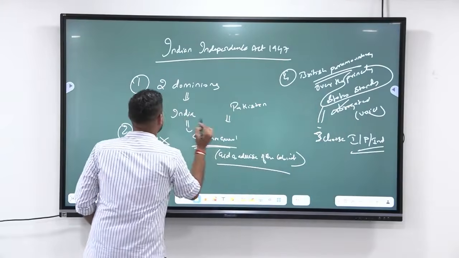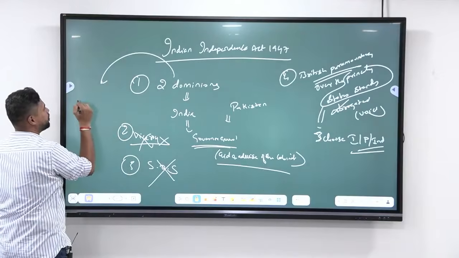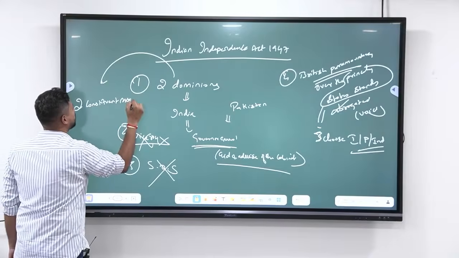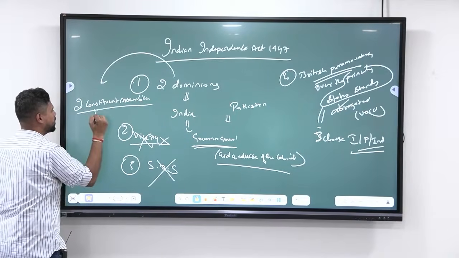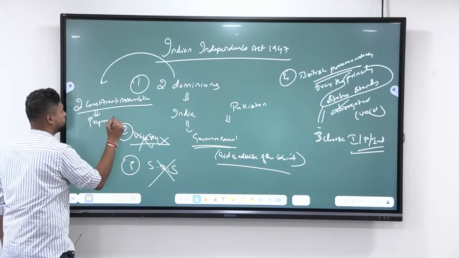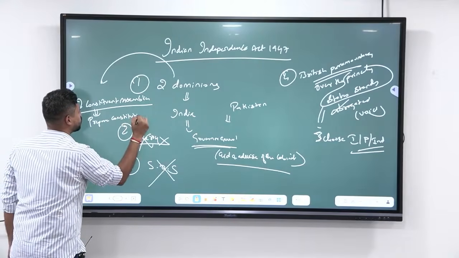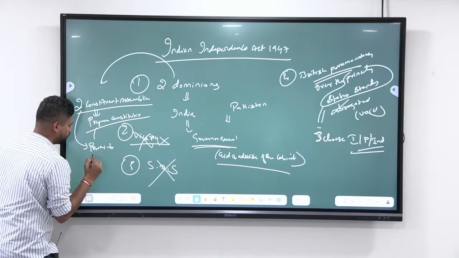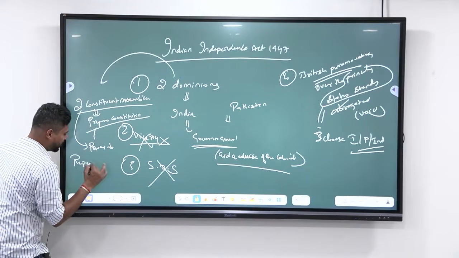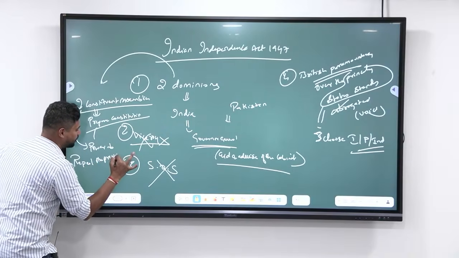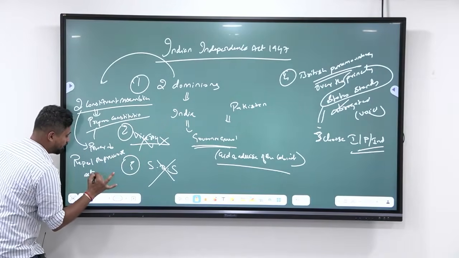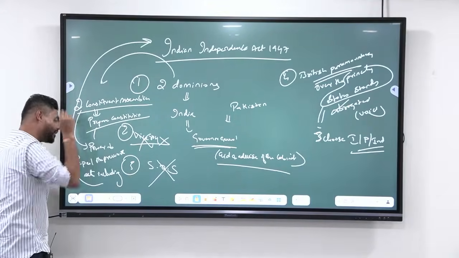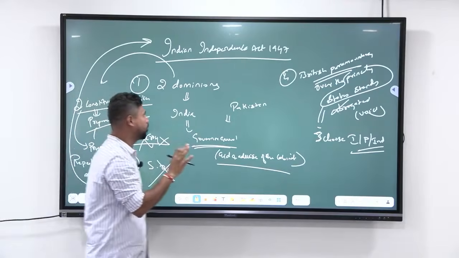The next is, for the two dominions, the Indian Independence Act creates two constituent assemblies. These constituent assemblies can prepare their own constitution, and these constituent assemblies will also have the power to repeal all the previous acts, including the Indian Independence Act itself. Okay, so these are some important provisions.